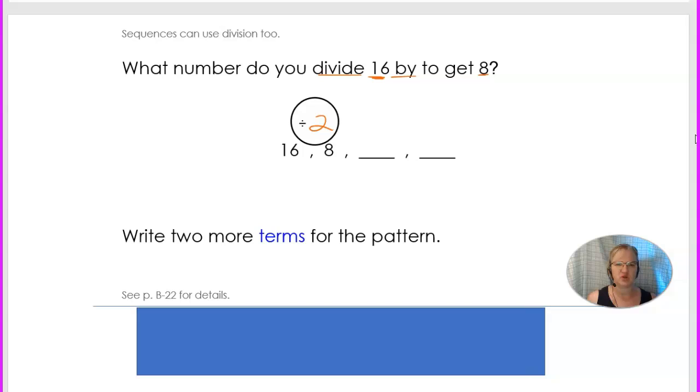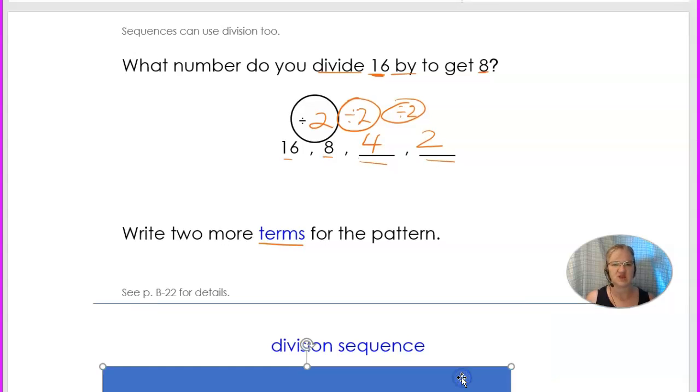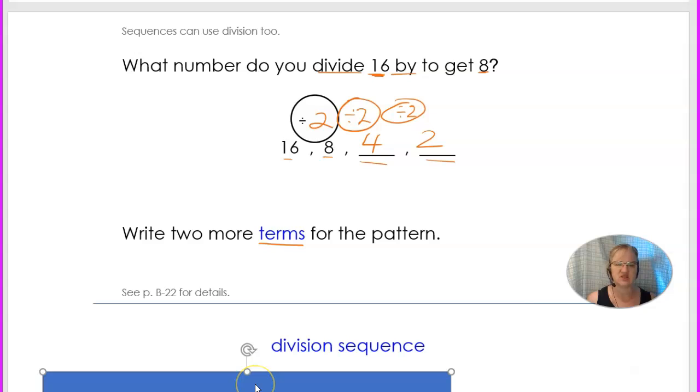So if we want to write 2 more terms for the pattern, the terms are each of these numbers here, remember? So if we want 2 more terms, then we need to take 8 and divide that by 2 as well. And we know 8 divided by 2 will give us 4. And then 4 divided by 2 will give us 2. So there is our sequence, or our pattern, or all the terms for this pattern. Those all mean the same thing. So we call this a division sequence. Okay, so this is a division sequence because we use division to figure out all the terms in this pattern.